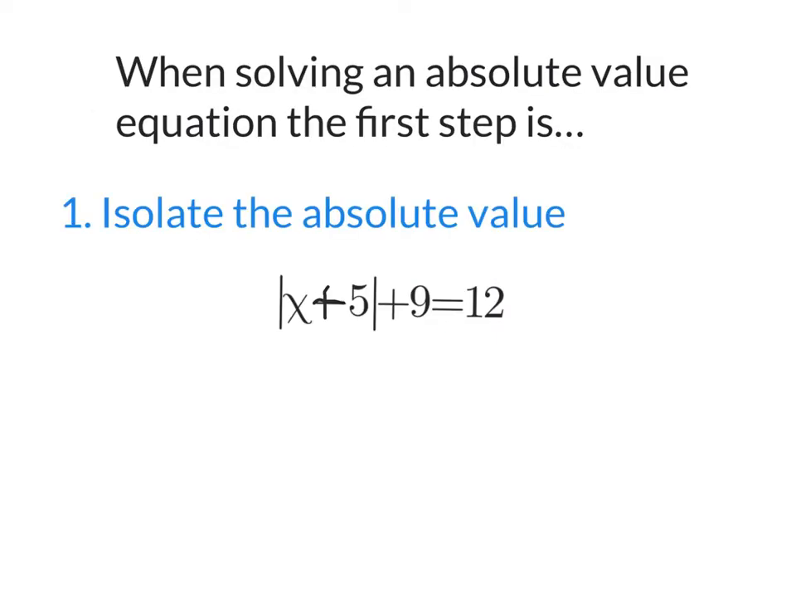When we're solving an absolute value equation, the first thing we want to do is isolate the absolute value. So we want to get this absolute value and whatever's inside it by itself. So to do that, I'm going to subtract 9 on both sides. That gives me the absolute value of x plus 5 equals 3.